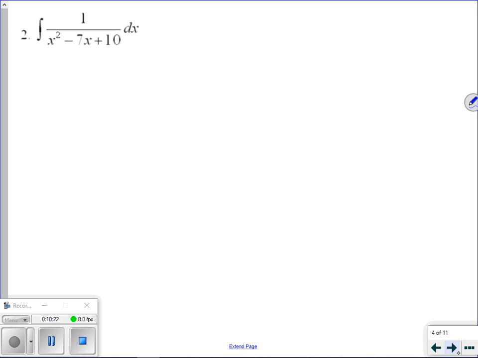Let's try that one. Okie doke. So in this one here, we have a rational, and again, it's a rational that I'm not going to be able to do u sub or anything else with. And this is actually a proper fraction, which means I'm not doing long division. I'm going to be doing partial fractions.